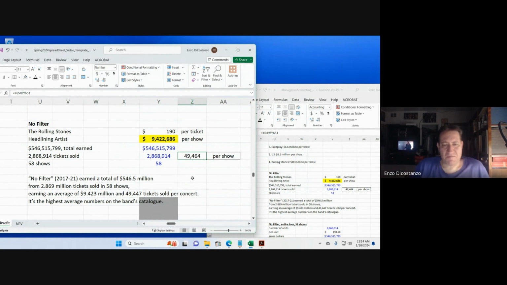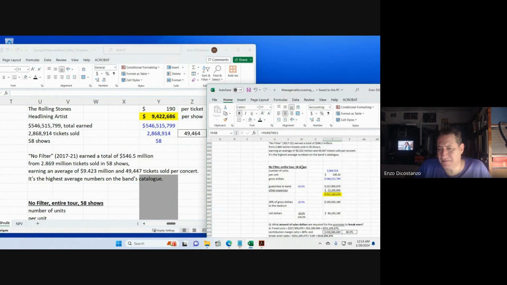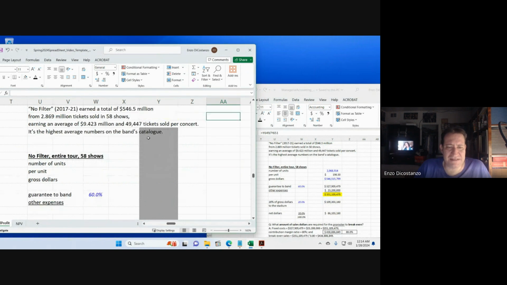But okay. So again, 58 shows, how many tickets they sold, and you can see that the average per night was about 50,000 or so. Then it says it's the highest average number in the band's catalog. Well, okay, if they say so. All right. And then we have the same model that we're going to look at again.